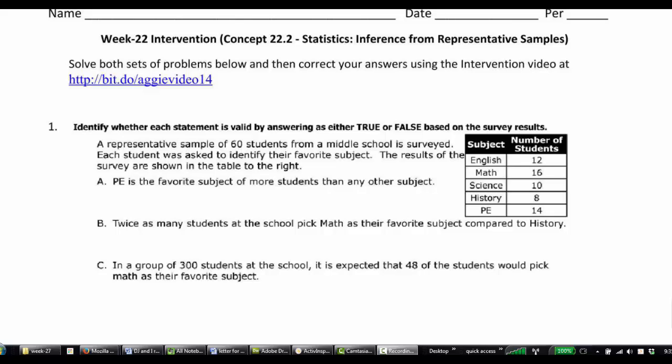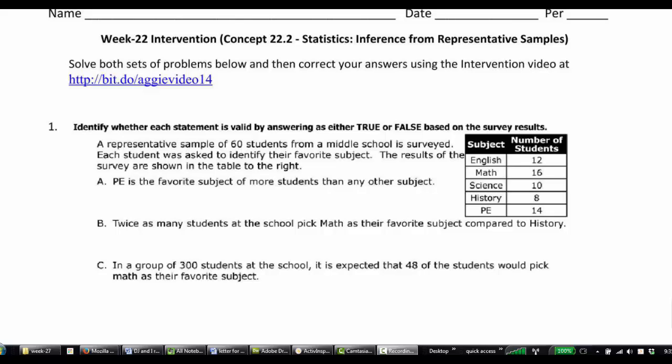A representative sample of 60 students from a middle school was surveyed. Each student was asked to identify their favorite subject. The results of the survey are shown in the table to the right. So here we go. English had 12 students pick it, math had 16, science 10, history 8, PE 14. Obviously, math was going to win. We knew that ahead of time.